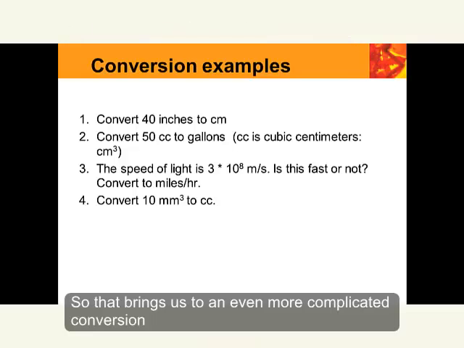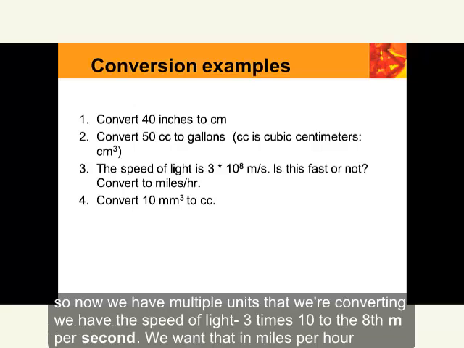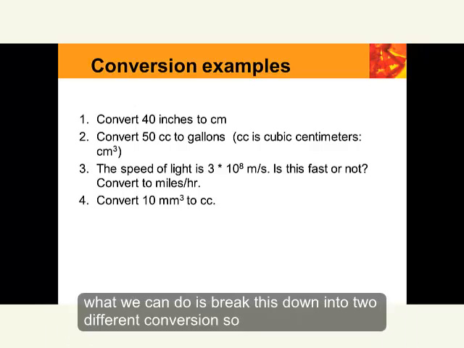So that brings us to an even more complicated conversion. So now we have multiple units that we're converting. We have the speed of light, 3 times 10 to the 8th meters per second, and we want that in miles per hour. So what we're going to do is break this down into two different conversions.